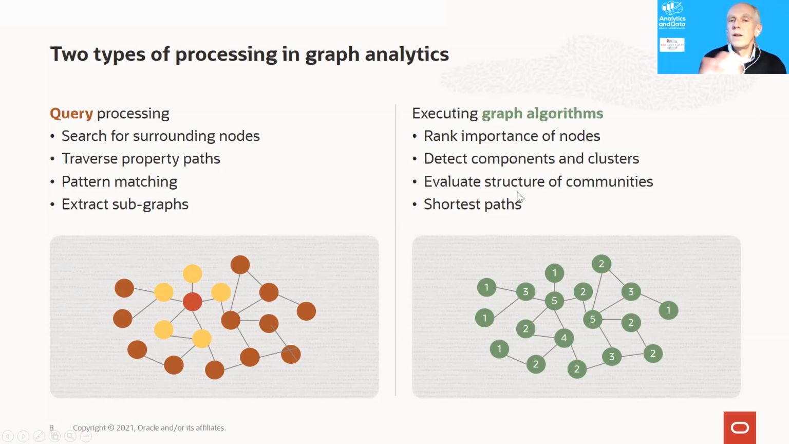Or that's the second bucket. The second class of application is you would execute graph algorithms, and there's a wide range of them, from shortest path to ranking to community detection, and so forth.